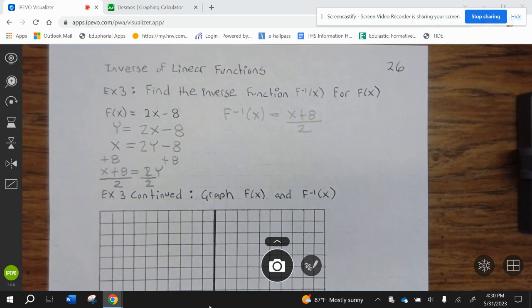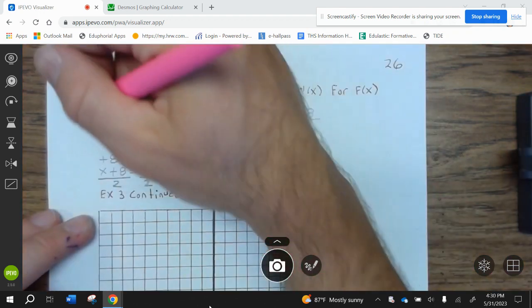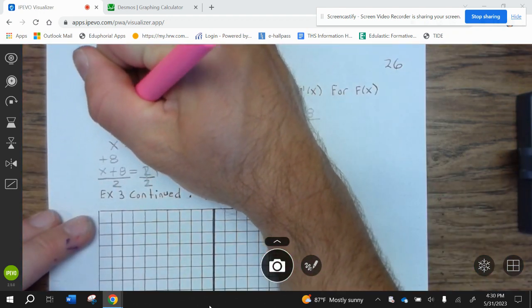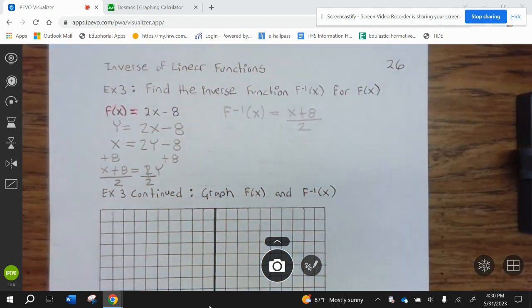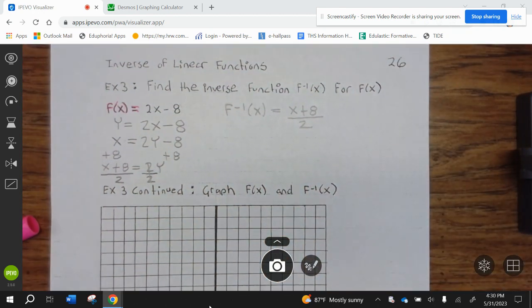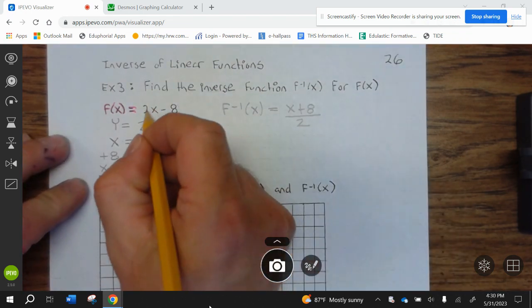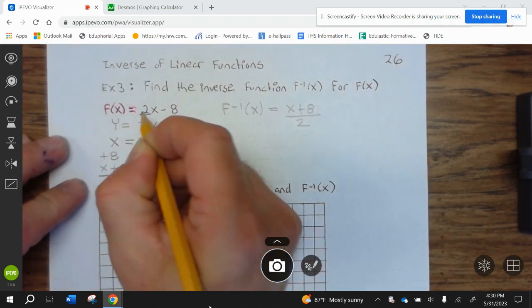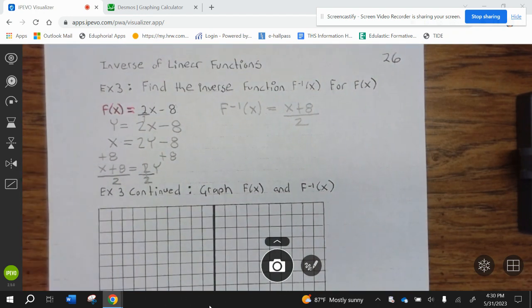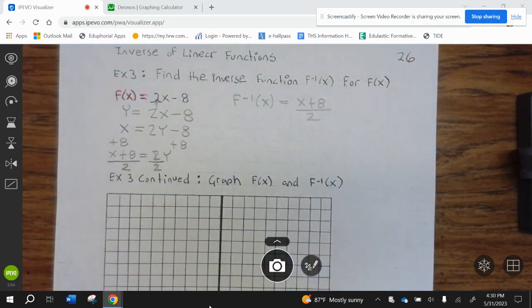Okay, now let's go ahead and graph f of x. And just so we understand the difference of which one's which, let's do f of x in pink. So to graph that, first off, we need to divide the 2 by 1 because that's your slope. But we start at 0, negative 8.